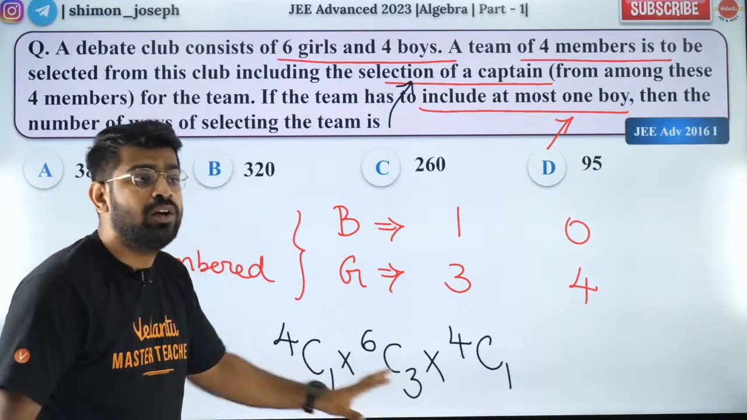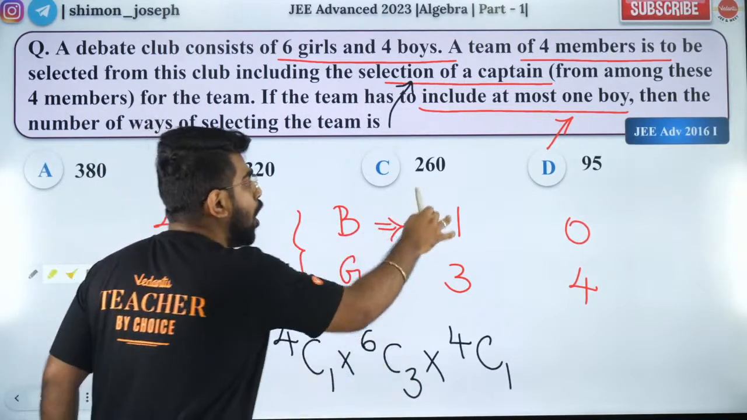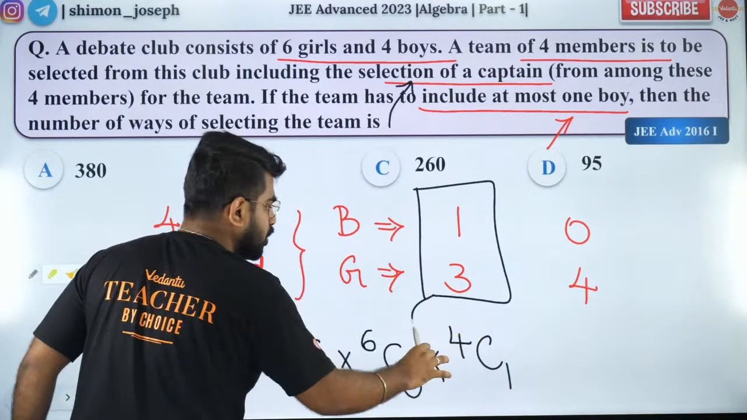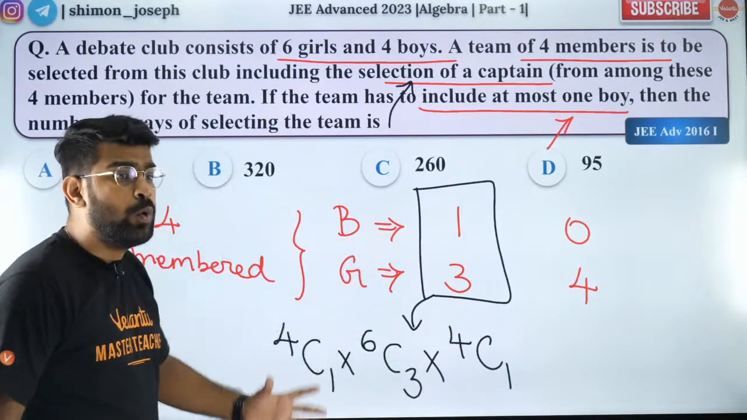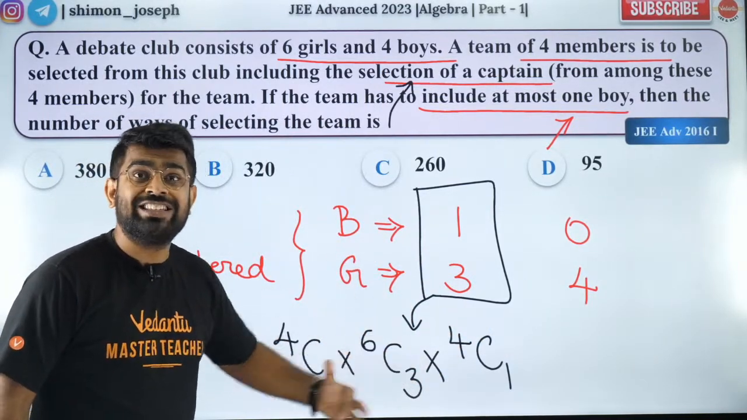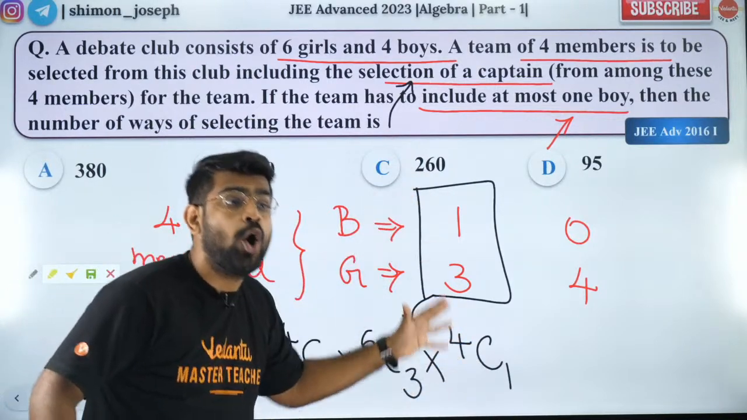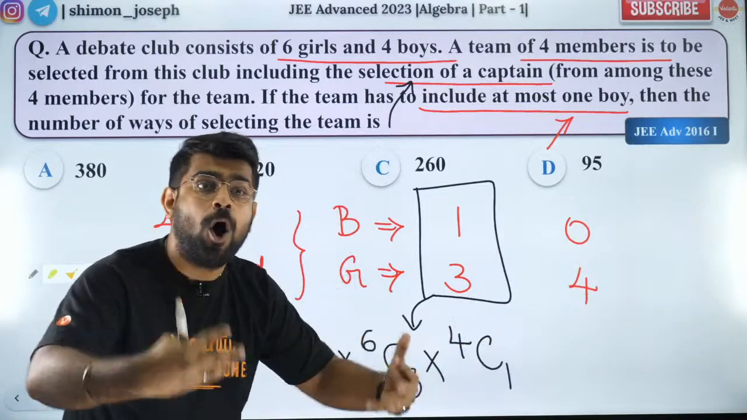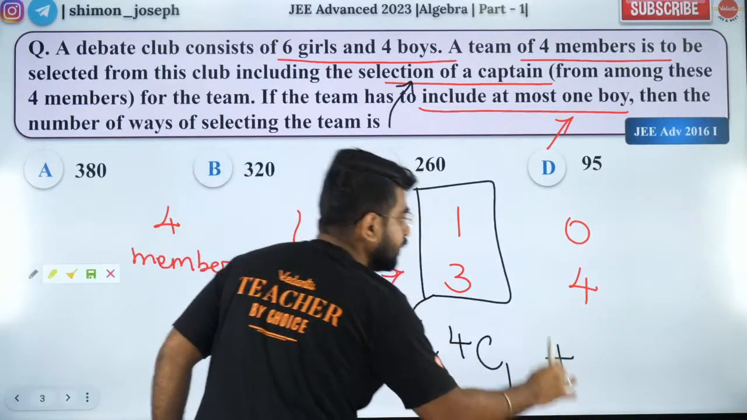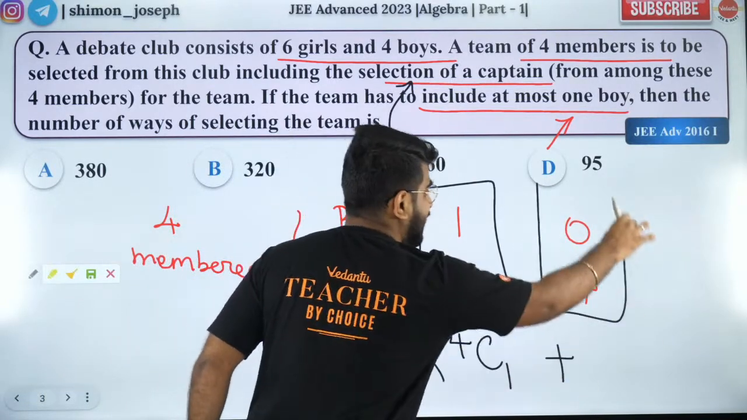So this is my first case. So I solved this case. So case 1 I have done. Now coming to case 2. So when I say case 2, it is or. Case 1 or case 2. So when I say or, I will add.